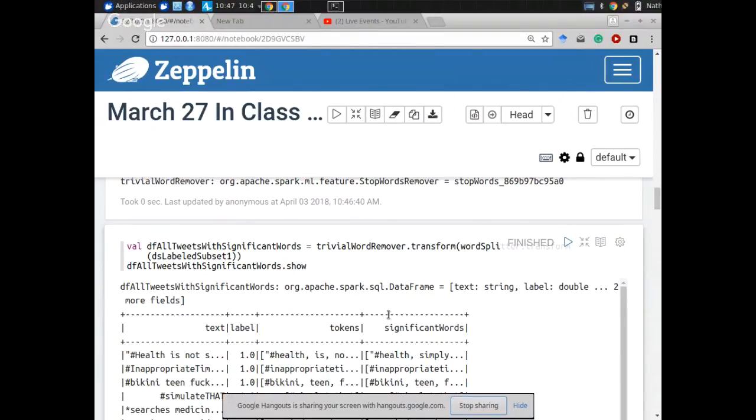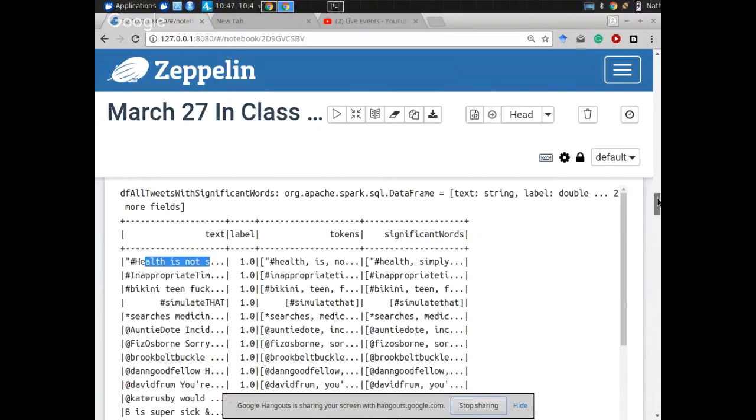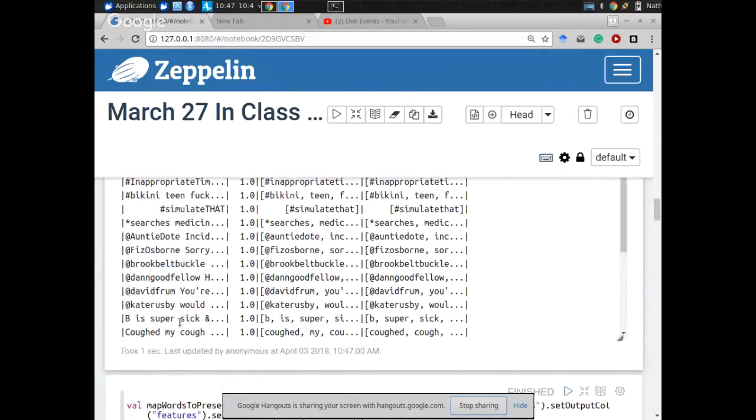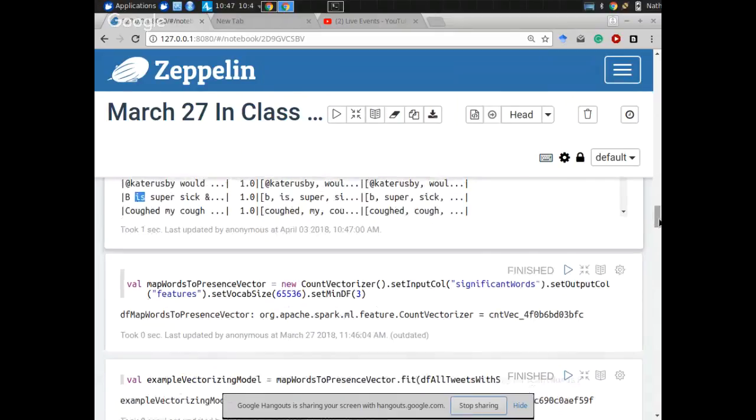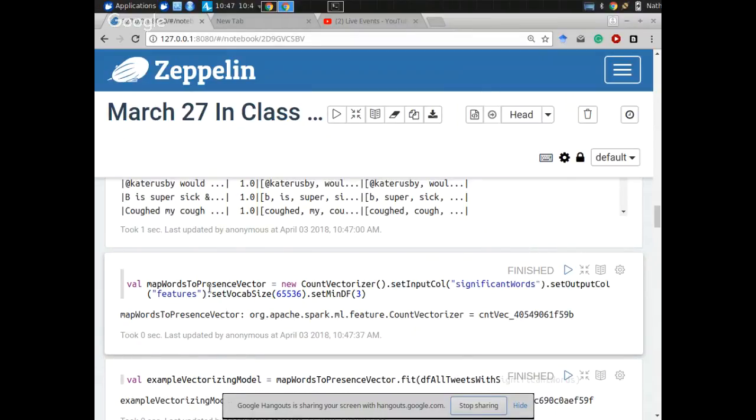So this brought this down to health simply. My cough turned into cough, which sounds plausibly health related. B is super sick turned into B super sick. It eliminated sort of small trivial words. And Wade had noted, how does it know what's trivial? Well, in this case, it uses a built-in set of the most common English words that are not particularly specific to a topic.